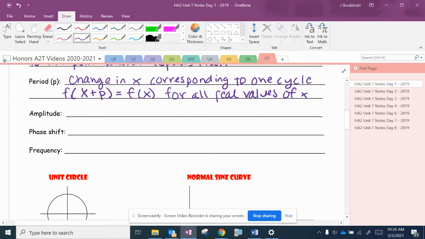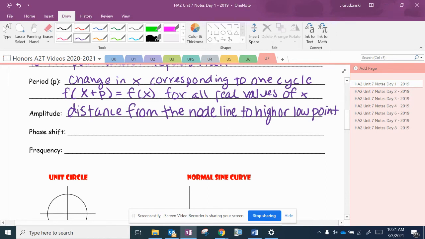The next definition we have is amplitude. That is the distance from the node line to the high or low point. The next we have is phase shift. That is a horizontal shift. And it can be left or right.